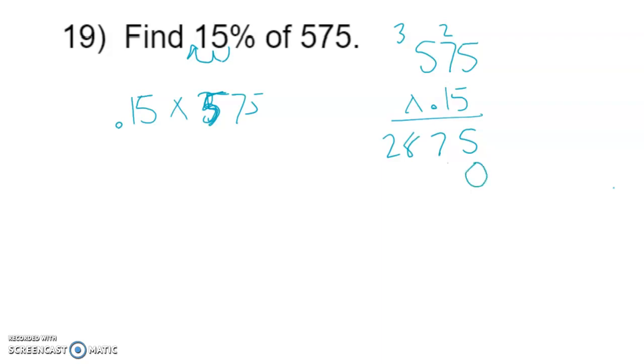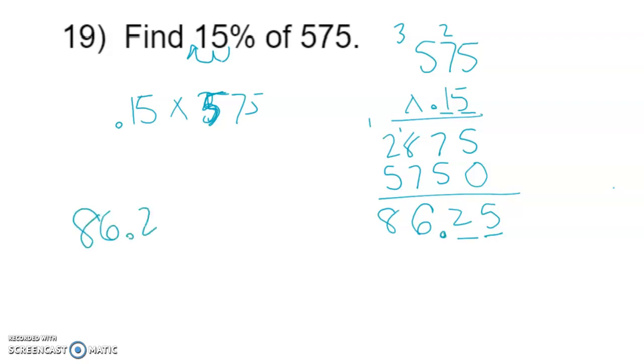Placeholder 0. 5 times 1 is 5. 7 times 1 is 7. 5 times 1 is 5. I'm going to add, and I get 8,625. I had 2 numbers behind the decimal, so I'll have 2 numbers behind the decimal in my answer. And that's going to be 86.25 is my answer.